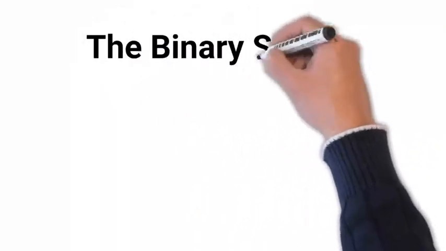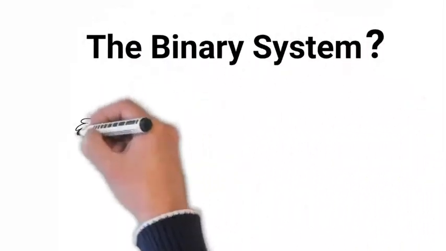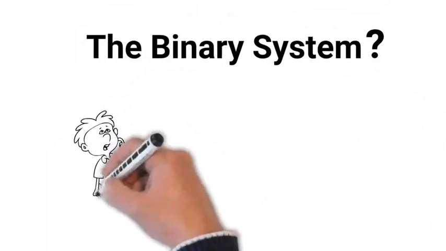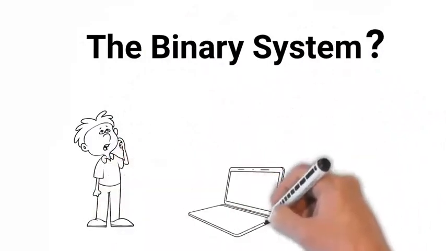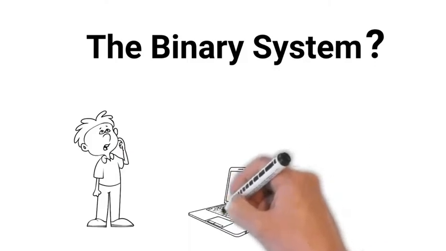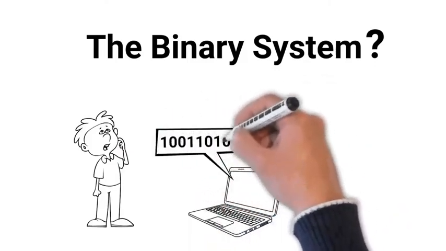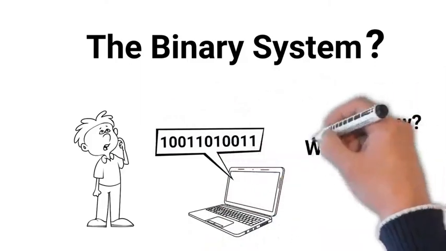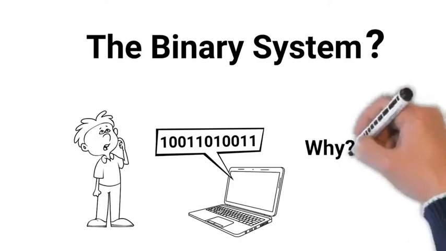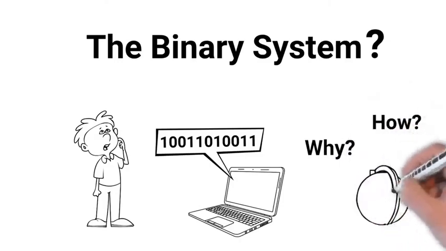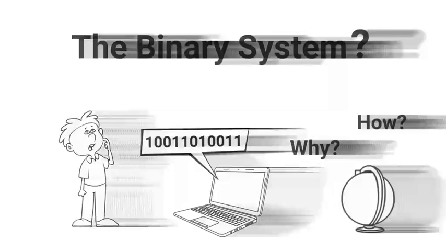We often hear about the binary system, especially when talking about computers and digital technology. But what exactly is binary, and why is it so important? In this video, we'll break down the basics of binary, the powerful language of zeros and ones. We'll explain how it works, why it's used, and give you some examples to help you understand its impact on the tech world. Let's explore and demystify the binary system together.